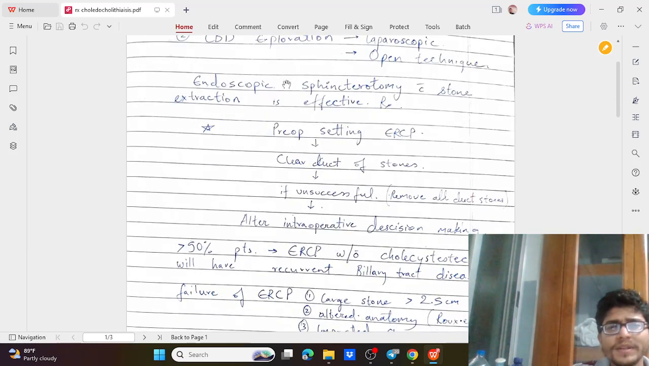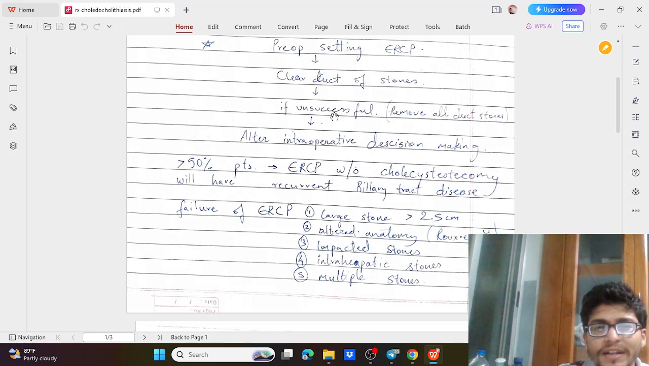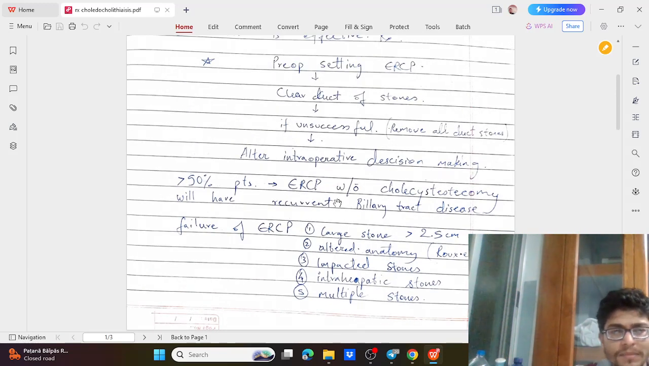In ERCP, endoscopic sphincterotomy with stone extraction is an effective treatment, generally done in the pre-op setting to clear the duct stones. And if it is unsuccessful, then we go for laparoscopic or open CBD exploration as per need. And most of the patients, that is more than 50% of patients with ERCP without cholecystectomy, will have recurrent issues of the biliary tract. So we have to consider ERCP as the minimally invasive, non-invasive form of management for choledocholithiasis.